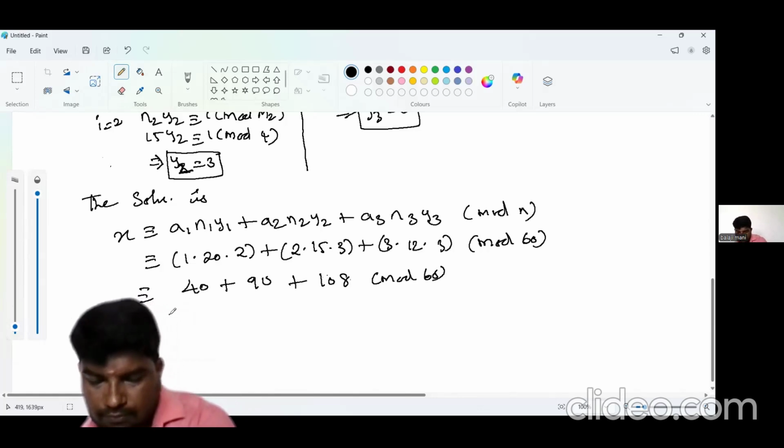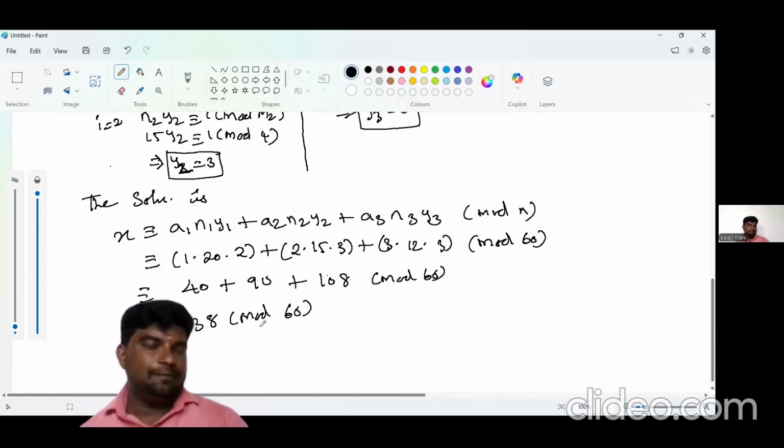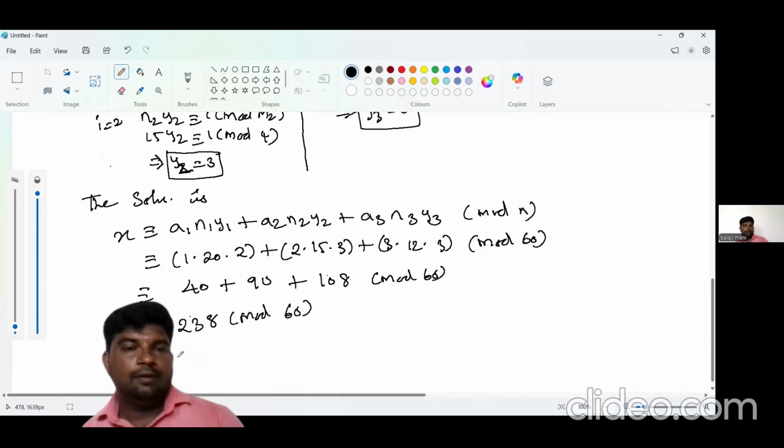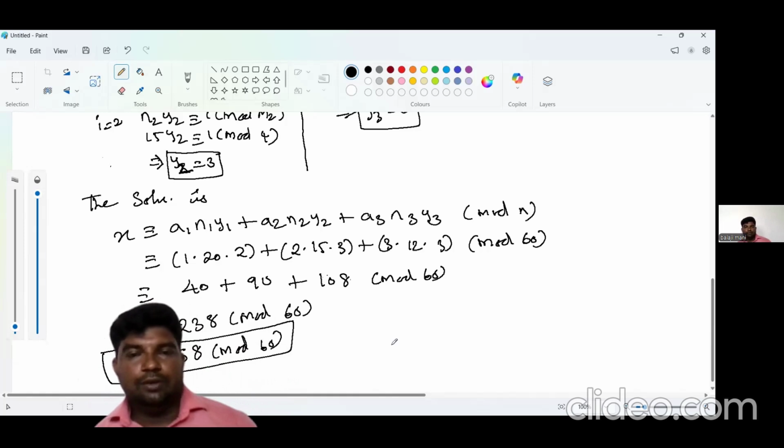So adding all these, we get 238. 238 divided by 60, finally we get the remainder 58 modulo 60. So this is the solution: x congruent to 58 modulo 60. Therefore x equal to 58.